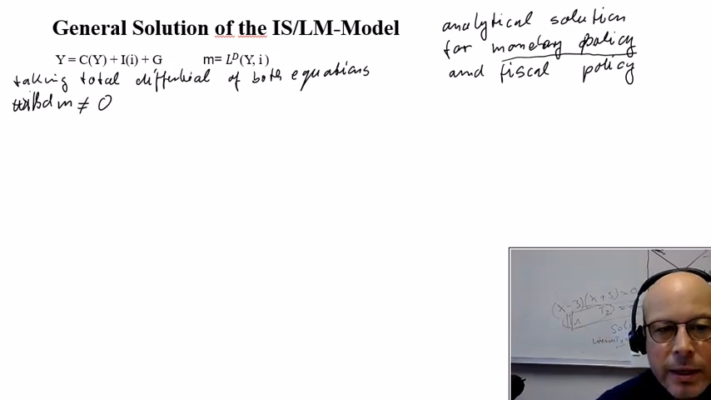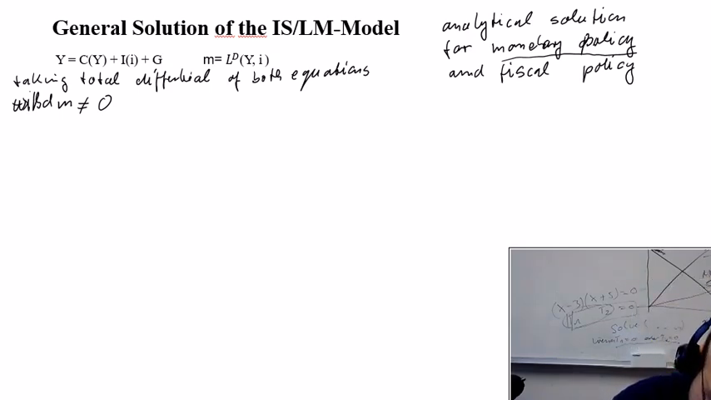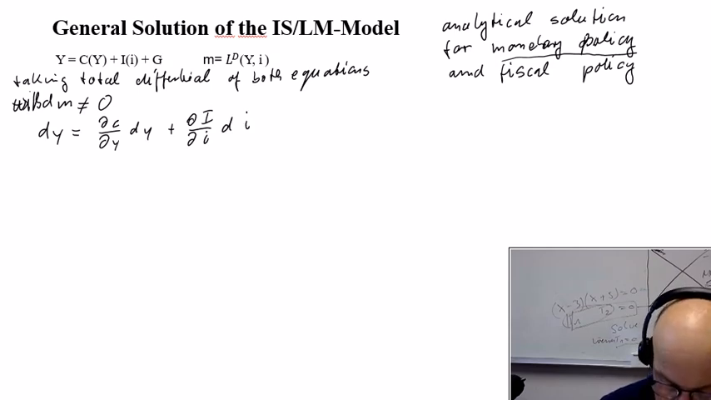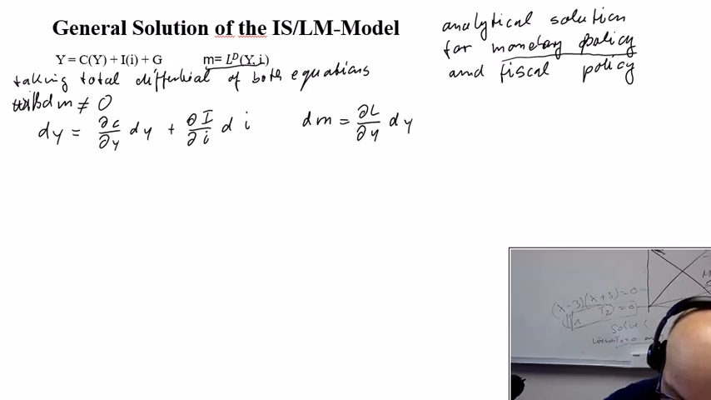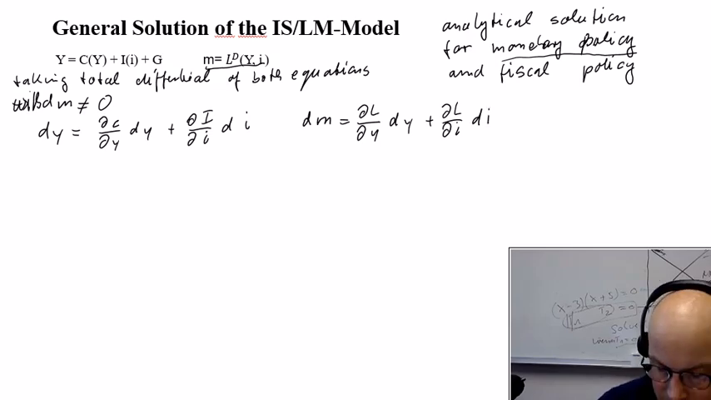not anymore equaling 0. So then what we obtain is dy equals dc over dy plus di over di di. This is from the commodity market, and from the money market now we obtain dm equals dl over dy dy plus dl over di di.